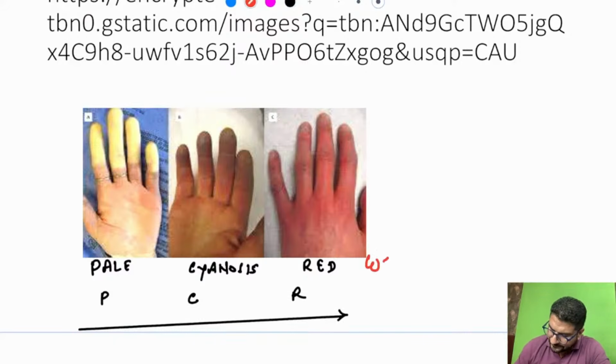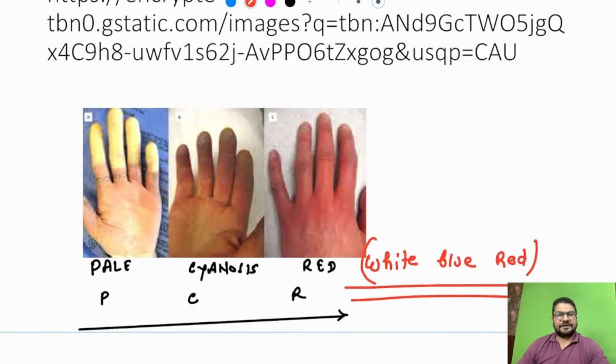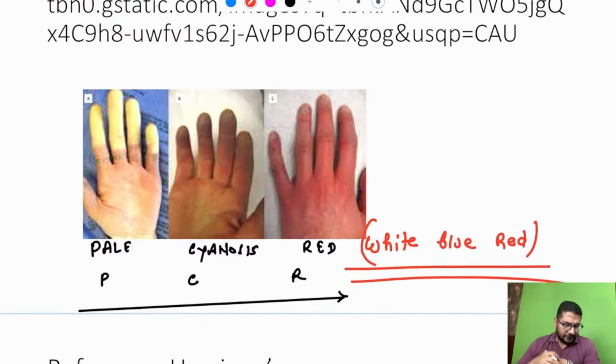And this color change sequence you can remember like white हो रहा है पहले, फिर blue हो रहा है, उसके बाद red हो रहा है. So it is white, blue, red. So white, blue, red or PCR, this will be color change sequence in Raynaud.